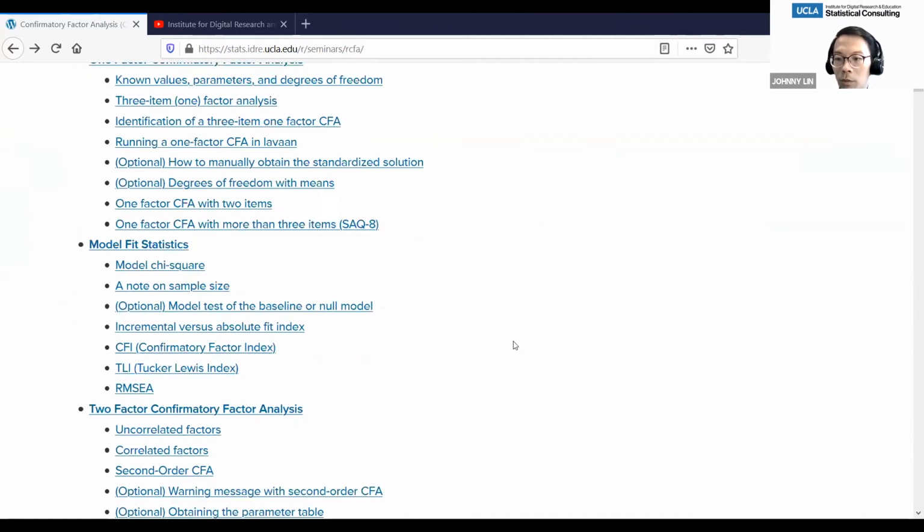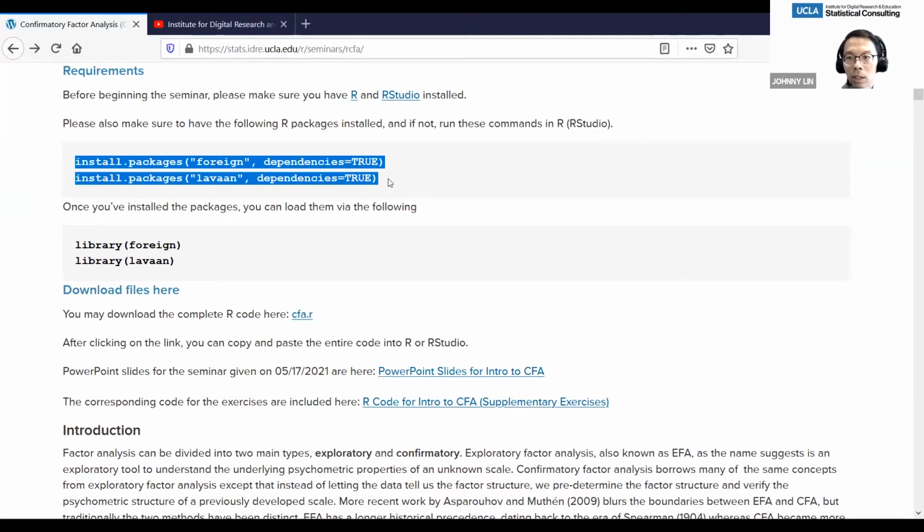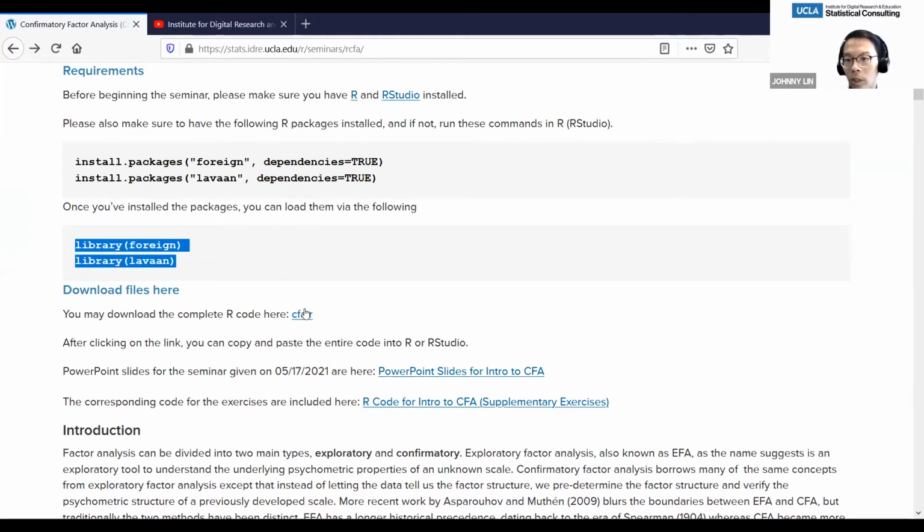The first thing you want to do before we get started is make sure you have the libraries installed in R. Make sure you have R and RStudio set up, and then load the packages. You can download the code here, and then the slides. The exercises we're going to work on later.